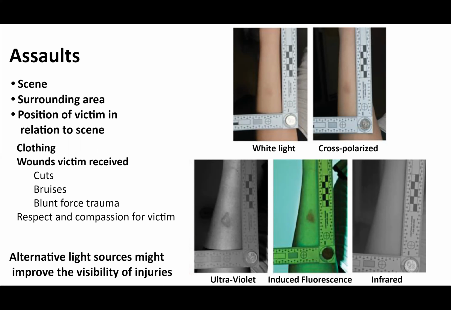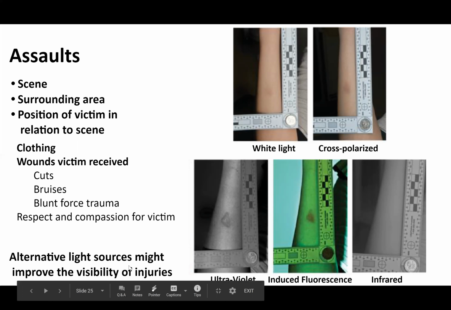Assaults. This is kind of interesting. You want to take, of course, the picture of the scene and the surrounding area, the position of the victim in relation to the scene, clothing, and wounds the victim received, such as cuts, bruises, blunt force trauma, and definitely have respect and compassion for the victim. But this was interesting because depending on the light source, you might improve the visibility of the injuries.